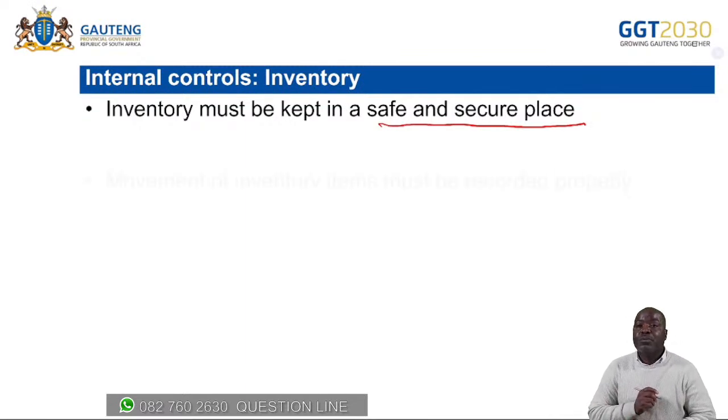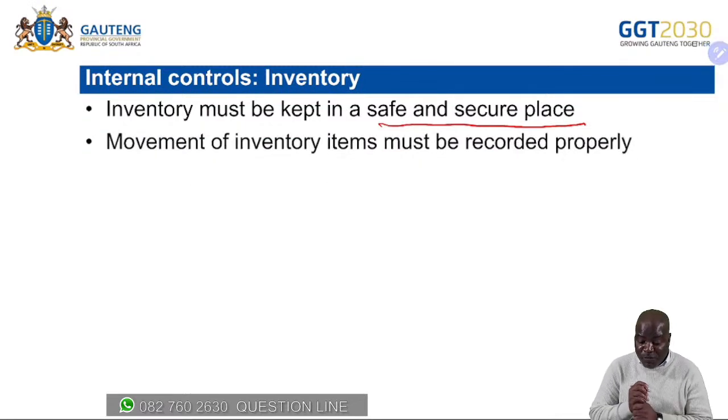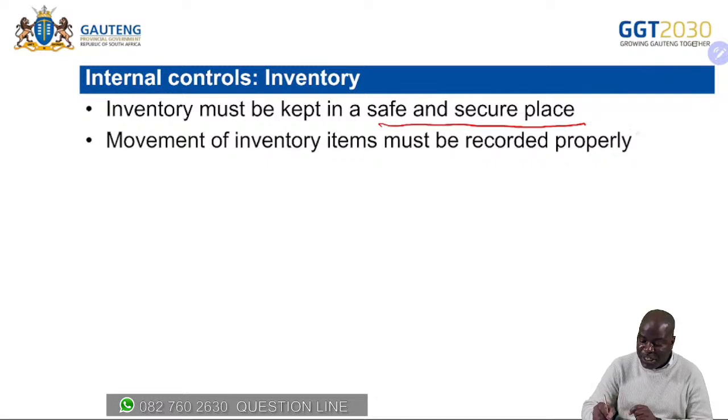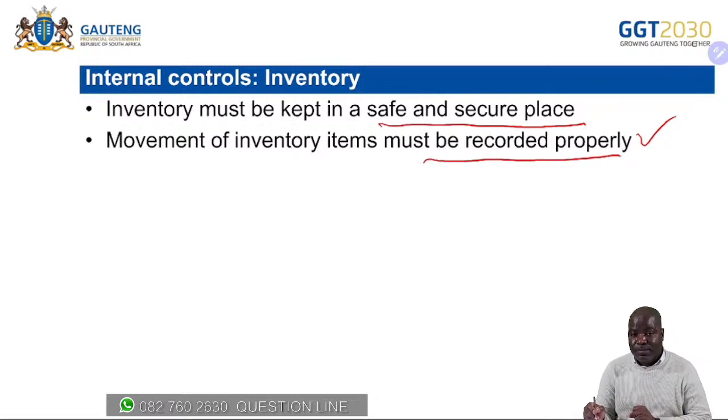What else would you do? The movement of inventory items must be recorded properly. One very important feature of an accountant is the ability to keep traceable records. And that is pertinent when it comes to maintaining inventory. You need to always keep proper records.